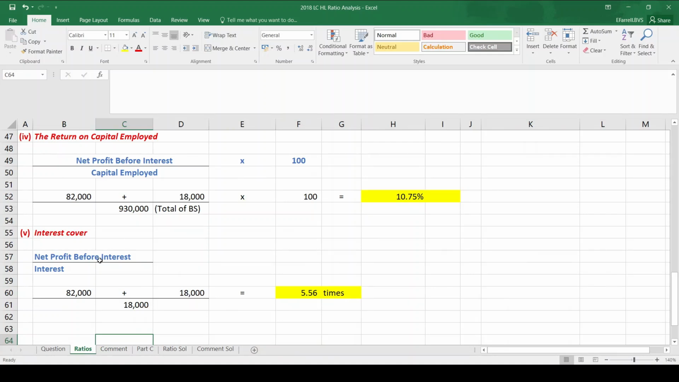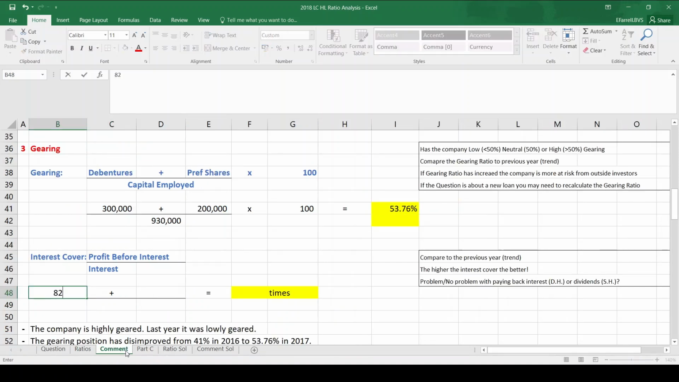And again, interest cover, we actually have this done in part A. So again, if you are in the exam, you wouldn't have to do it again, but we won't always have it done in part A. For the sake of the video, I'm going to do it again. So it's just going to be 82. That's the profit after interest. So before interest is 82 plus 18 over 18.